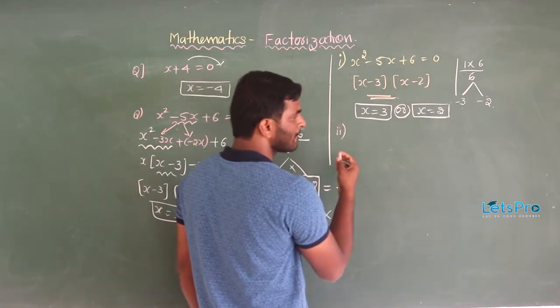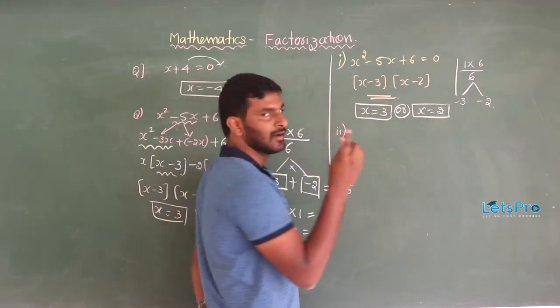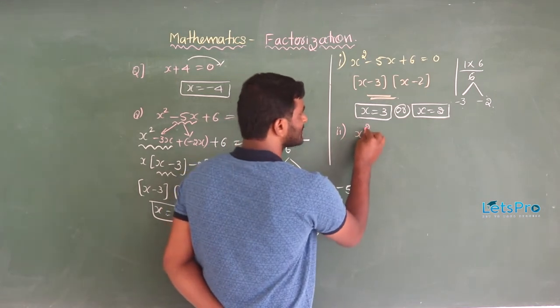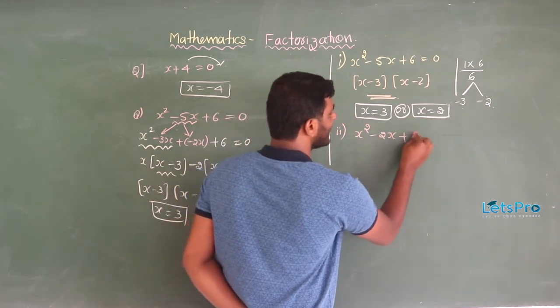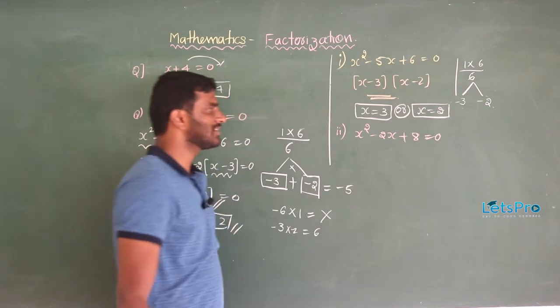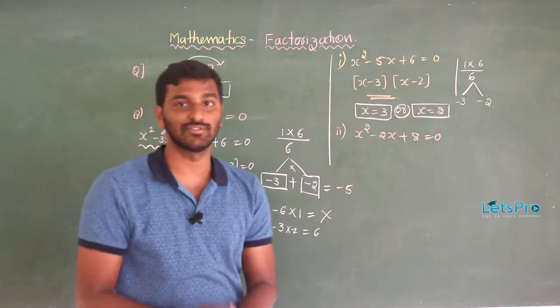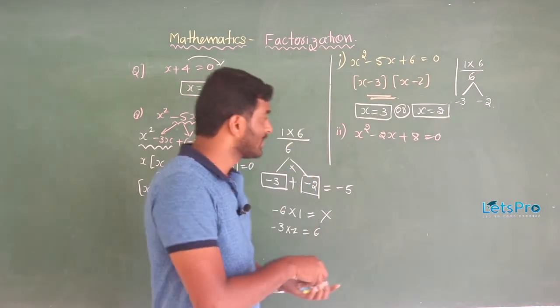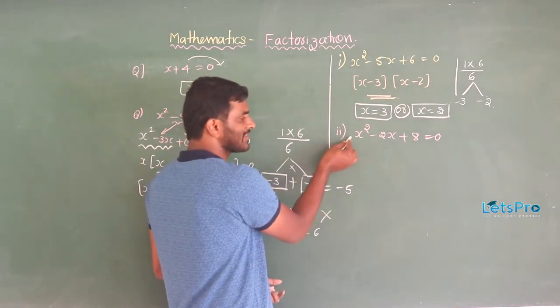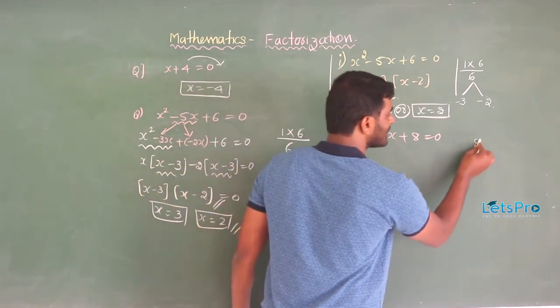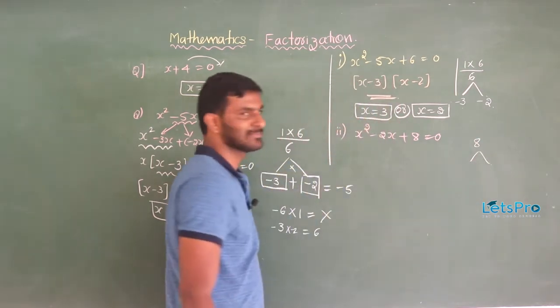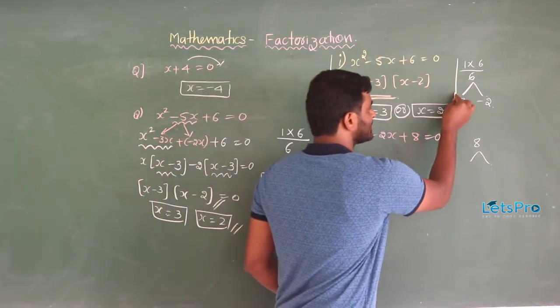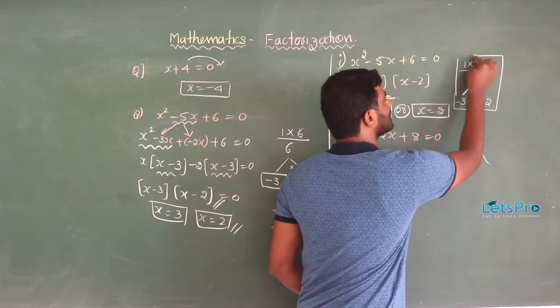The second question: x square minus 2x plus 8, that is equal to 0. So which are the two factors and which are the two solutions? Let me use the trick method. As I told, the coefficient of x square is 1, and 8, we need to split. Yes, here it's minus 3 and minus 2.